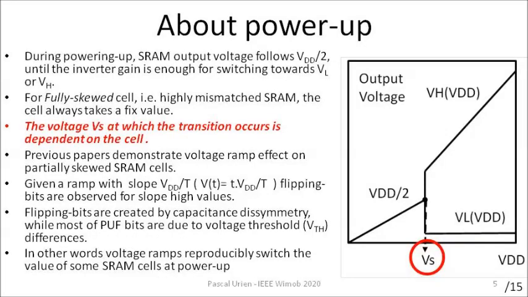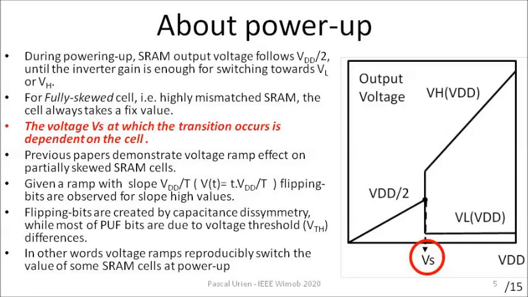During power up, the SRAM output voltage follows VDD/2 until the inverter gain is enough for switching towards V low or V high. For fully skewed cells, that's to say highly mismatched SRAM, the cell always takes a fixed value. The voltage Vs at which the transition occurs is dependent on the cell.